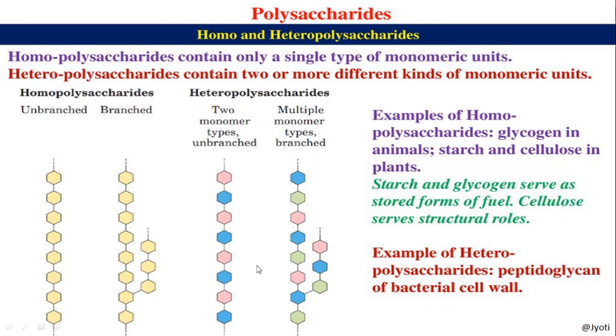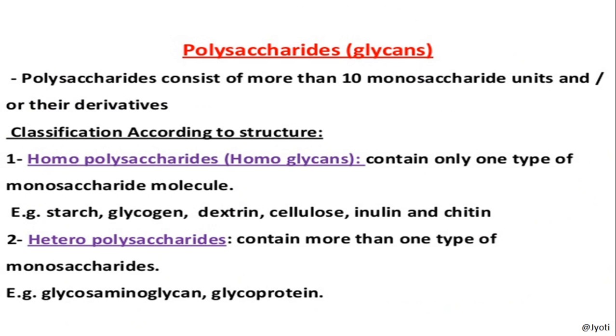Okay, and the example of homopolysaccharide I have told you: glycogen, starch, cellulose, these are all homopolysaccharides. And the heteropolysaccharide is peptidoglycan, that is the constituent of the cell wall of bacteria. The polysaccharides, as I have told you, consist of 10 monosaccharide units or more than that. So I have already told you some of the examples. So here more examples I have given.